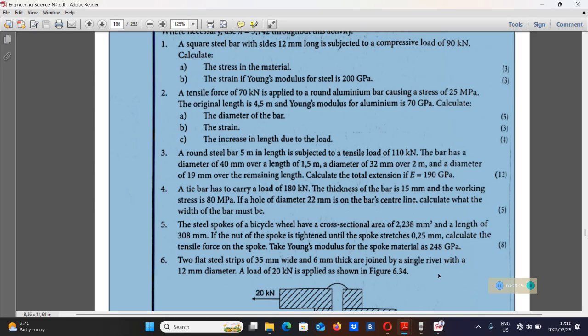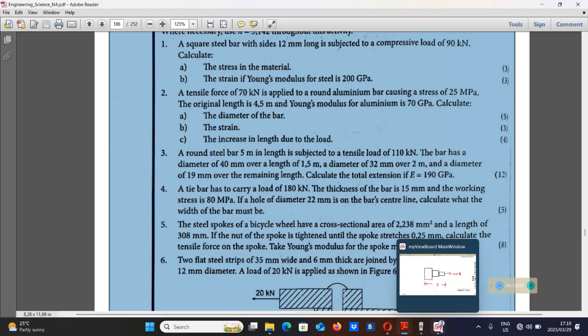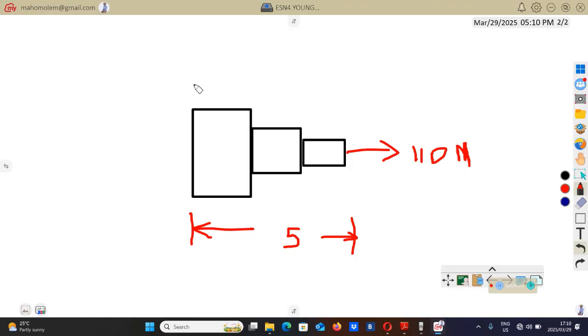The bar has a diameter of 40 millimeter over a length of 1.5. So for the first 1.5, which is this one here, from here to there, this thing is going to have a diameter of 40 for a length of 1.5.